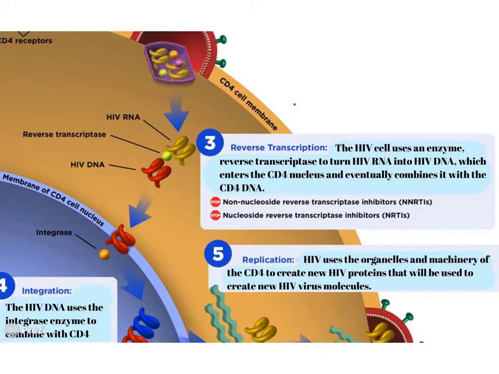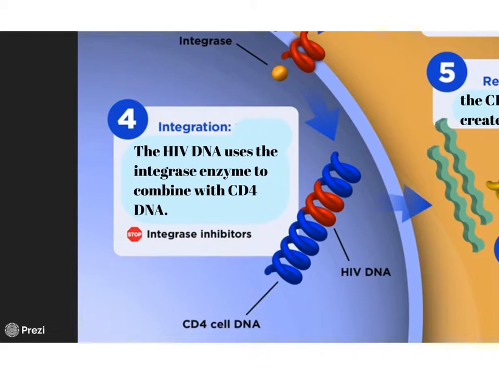After this, the HIV cell uses the enzyme reverse transcriptase to turn HIV RNA into HIV DNA, which enters the cell's nucleus and eventually combines with the CD4 DNA. Once inside the CD4 cell nucleus, HIV releases the enzyme integrase, which HIV uses to insert or integrate its viral DNA into the DNA of the host cell.